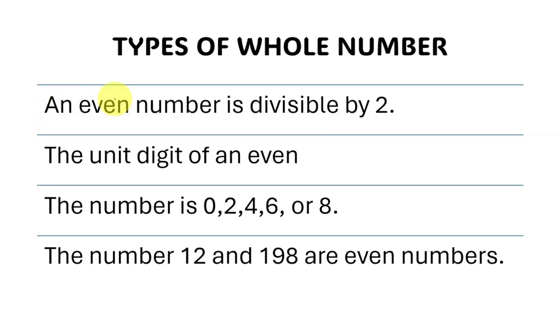An even number is divisible by 2. So an odd number and an even number are not the same. That's why you see I put the units digit is 0, 2, 4, 6, or 8. Okay. So for example here you can see 12 and 198 are even numbers, okay?